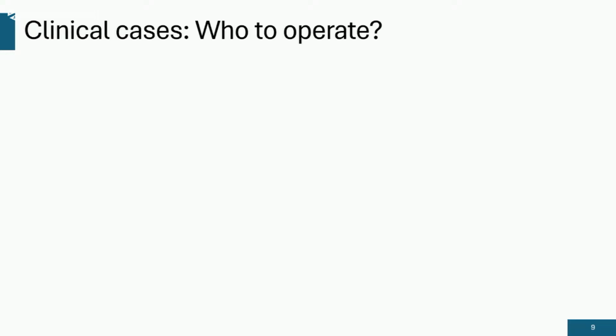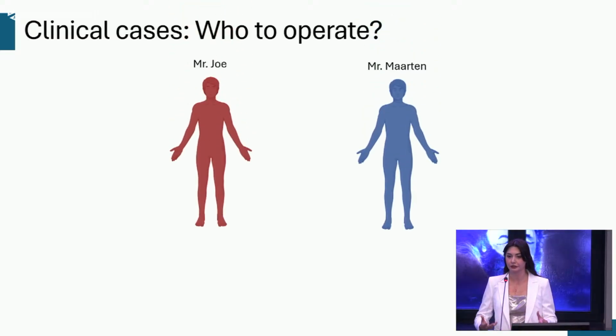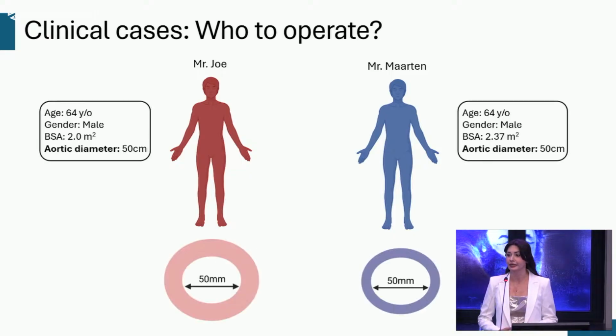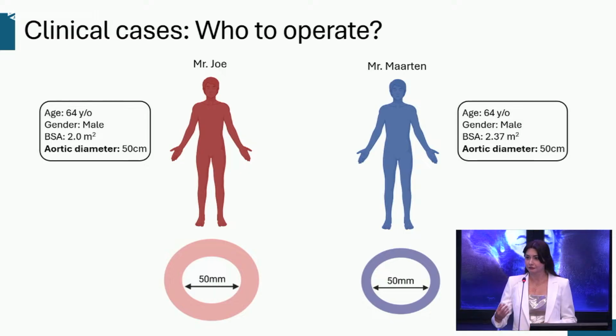So now you would ask yourself a question: who do we need to operate? Let's look now at the two clinical examples. We have here two patients, Joy and Martin. They have both the same clinical history, and also pay attention, they have the same aortic diameter. So the difference here, what you can see, is that Joy has a thicker aortic wall than Martin.